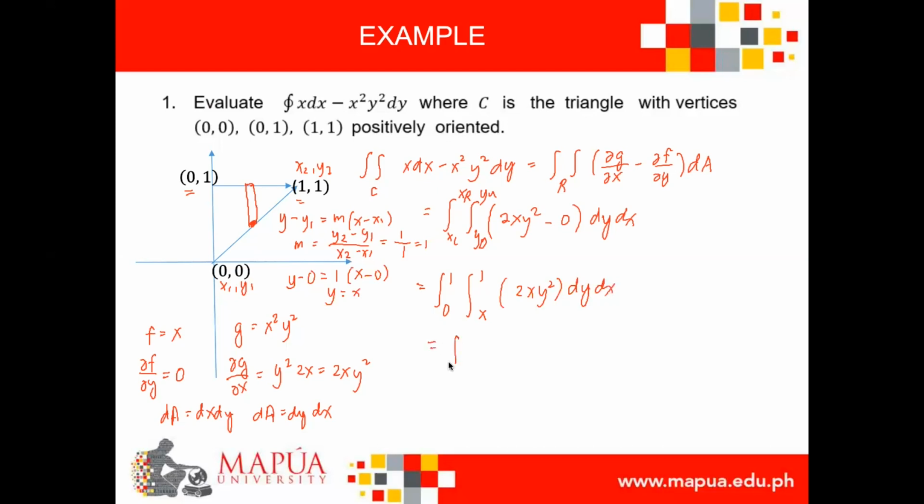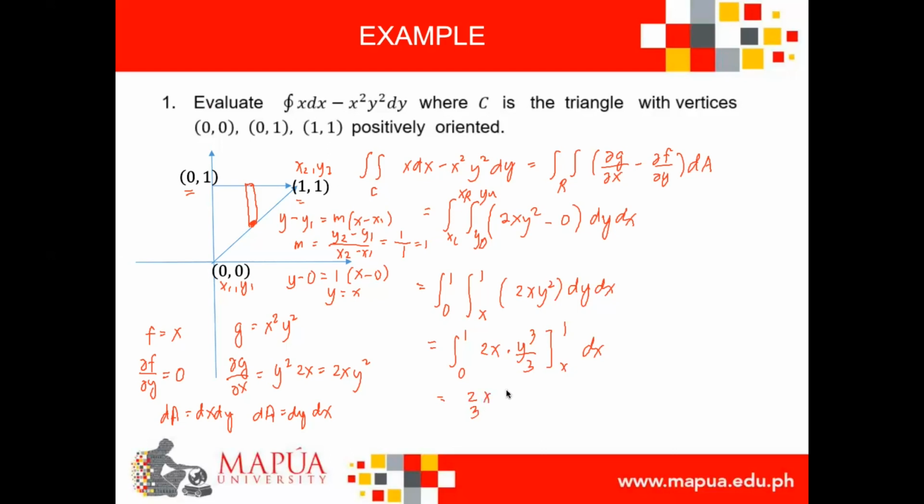So integrating now, we perform the innermost part first. So the integral of 2xy squared dy. We copy the constant 2x, then the integral of y squared is y cubed all over 3. Then the limits is from x to 1. Then we write here dx. Then also we copy the limits of your outer integral, which is 0 to 1. Then we now isolate the constant. So this is now 2 over 3.